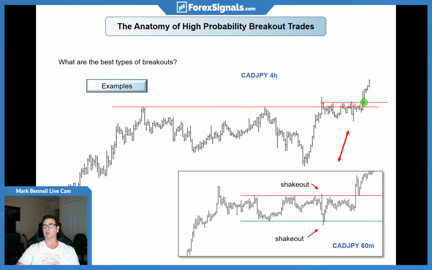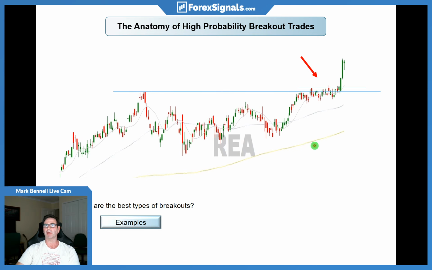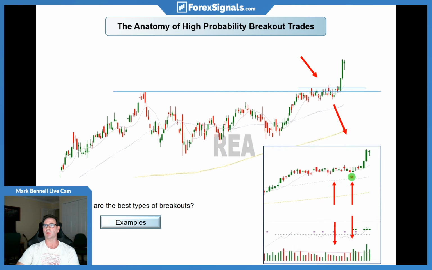So this is the same. So the breakout through the level. Notice here the retest as well. REA group. Look. Breakout. Test, shake out, away we go. So here it is zoomed in. So let's have a look.